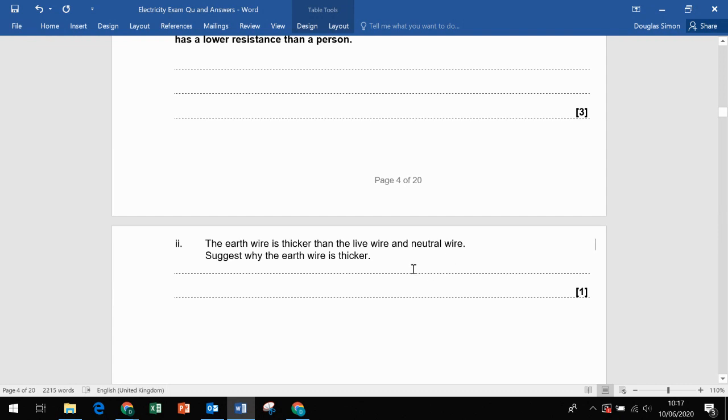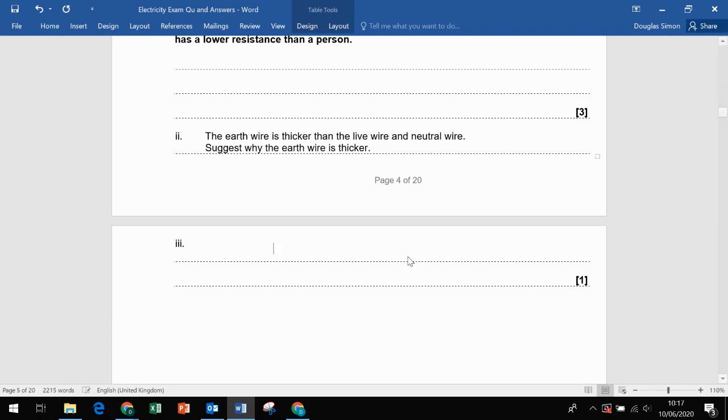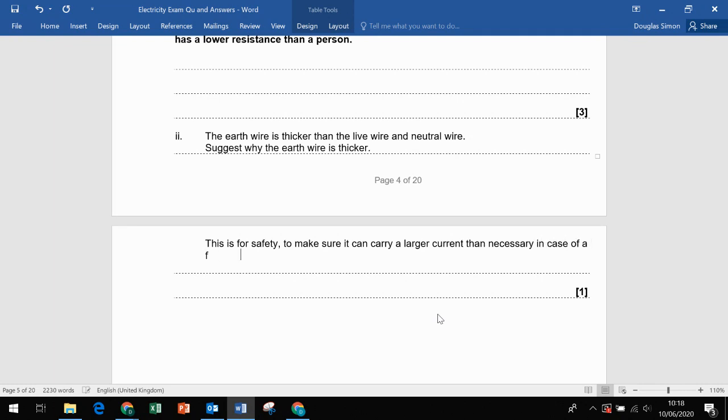All right, part B. The earth wire is thicker than the live wire and the neutral wire. Why is the earth wire thicker? This is for safety, to make sure it can carry a larger current than necessary in case of a fault. Obviously, thicker wires can carry more current.